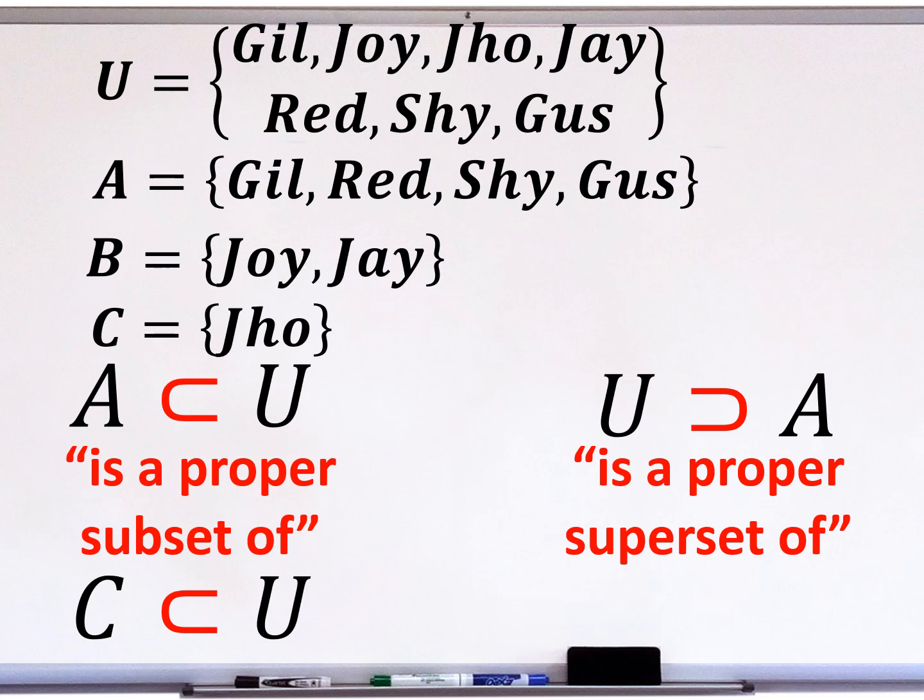This can be read as proper subset. But if the letter U opens to the left, therefore it is read as proper superset because all the elements in set A are in set U or in the universal set U. This can also be read as universal set U is a proper superset of set C. Okay?